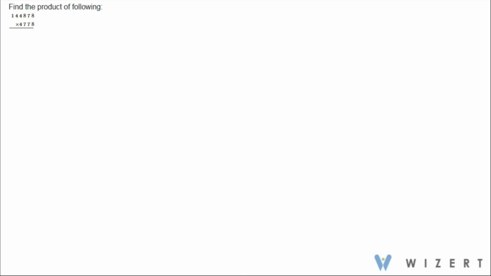We have this question here. We have to find the product of these two numbers. So, 1,44,878 multiplied by 4,778. So let's start with the unit place.